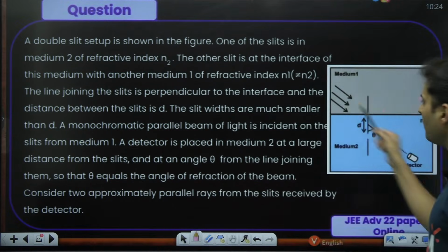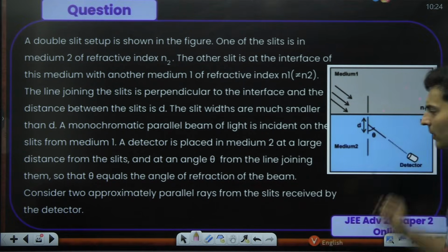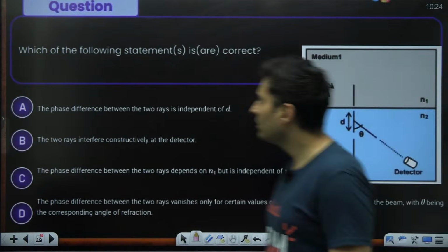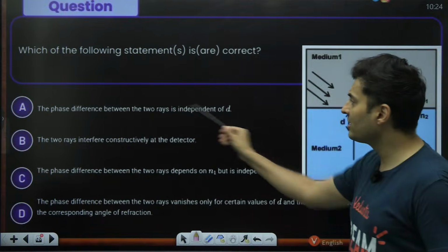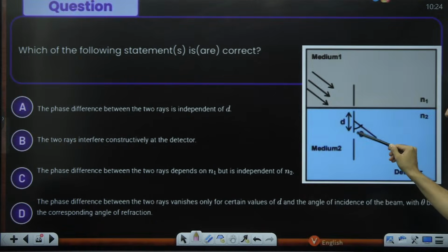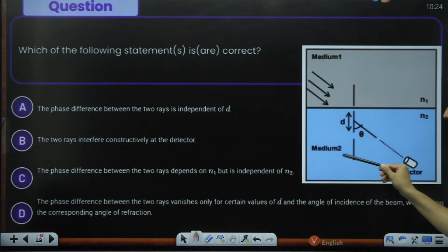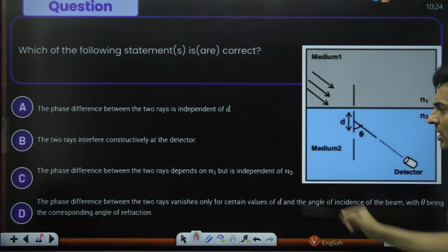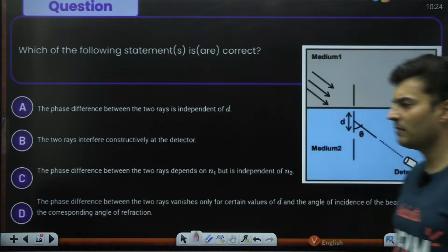Consider two approximately parallel rays received by the slits, one ray on slit 1, another ray on slit 2. Then there are the multiple choice questions. Read them. The phase difference between the two rays is independent of d. The two rays interfere constructively. The phase difference depends on n1 but not on n2. The phase difference vanishes for certain values of d and the angle of incidence of that particular refraction.